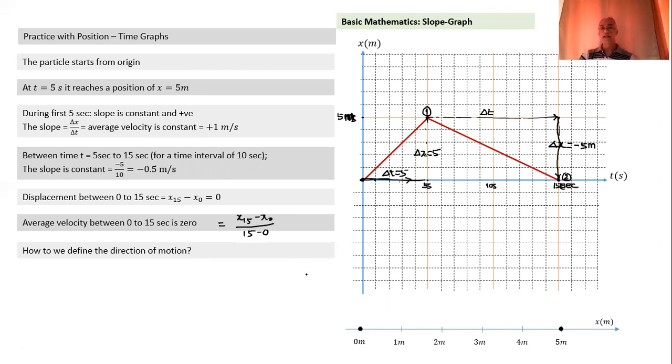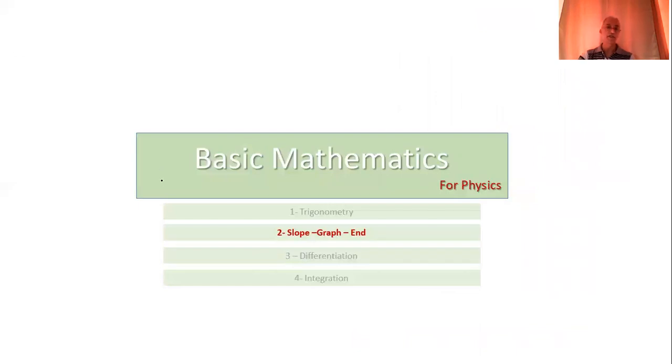How do you define the direction of motion here? You notice the velocity here. If this direction is positive, whenever the particle is moving rightwards, velocity is positive. When it is moving leftward, velocity is negative. So what we notice here, 0 to 5 seconds, velocity is positive. It is moving along positive x direction. Here it is moving along negative x direction. That's how we can define that.